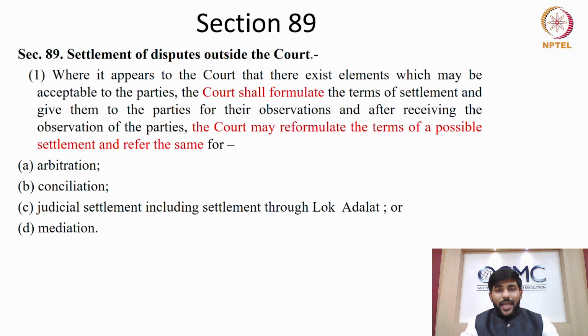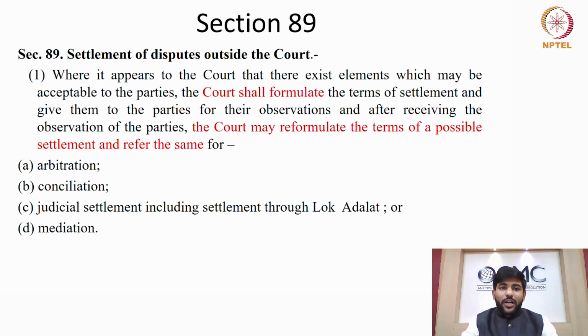Section 89 reads as the settlement of disputes outside the court: where it appears to the court that there exist elements which may be acceptable to the parties, the court shall formulate the terms of settlement and give them to the parties for their observation, and after receiving the observation of the parties, the court may reformulate the terms of possible settlement and refer the same for arbitration, conciliation. Judicial settlement includes settlement through Lok Adalat or mediation.